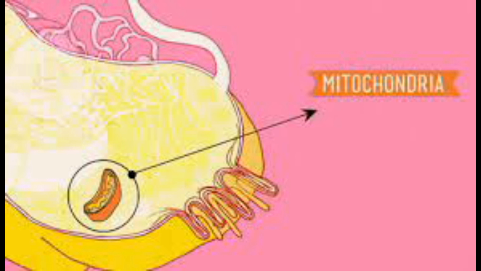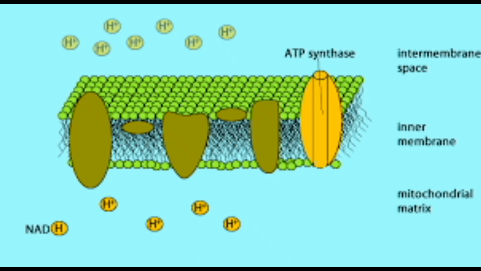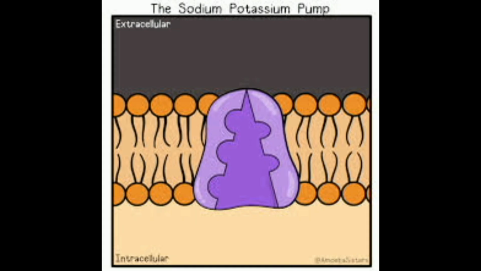When the electrons pass from one carrier to another via complex 1 to 4 in the electron transport chain, they are coupled to ATP synthase for the production of ATP from ADP and inorganic phosphate. The number of ATP molecules synthesized depends on the nature of the electron donor. That is, oxidation of one molecule of NADH gives rise to 3 molecules of ATP, while that of one molecule of FADH2 produces 2 molecules of ATP.